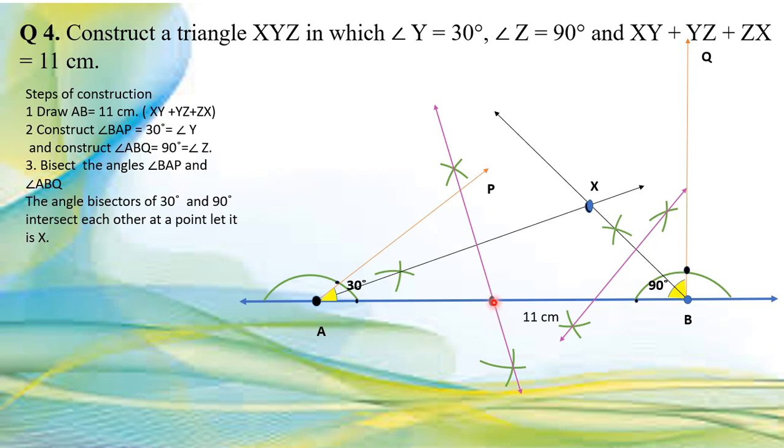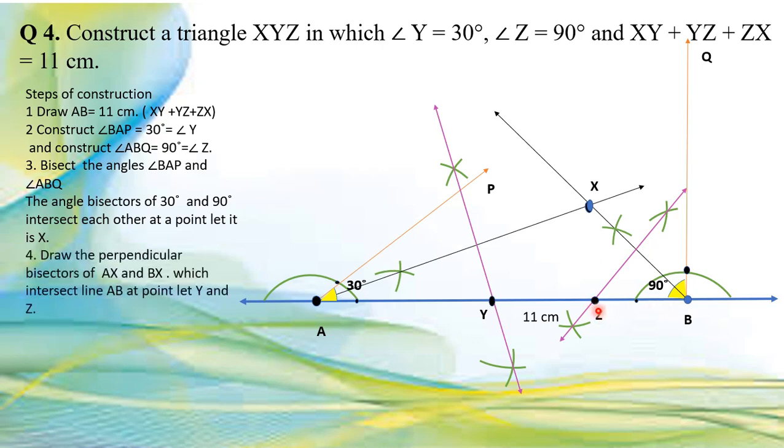Let this be the point on AB, and this is the point Z on AB, and Y. So these are the points Y and Z. Now this is a 30 degree angle, so this point will be Y, and angle B is drawn 90 degree, so this point is Z.